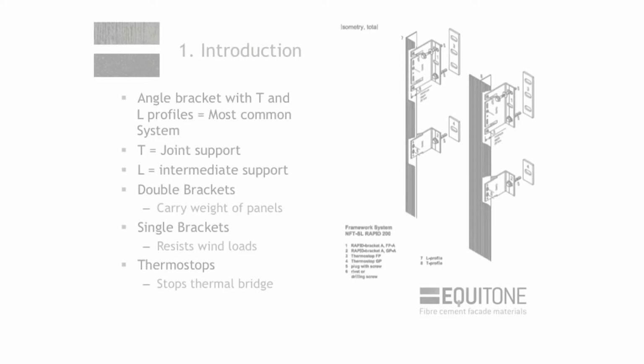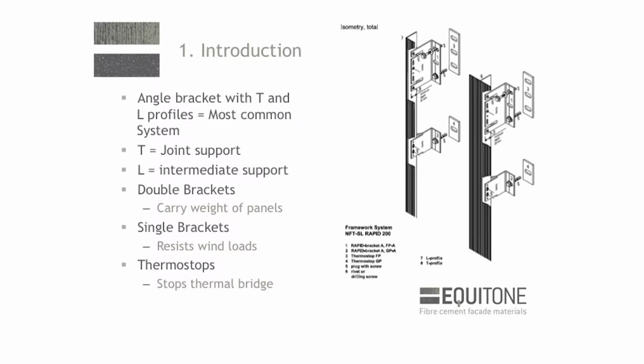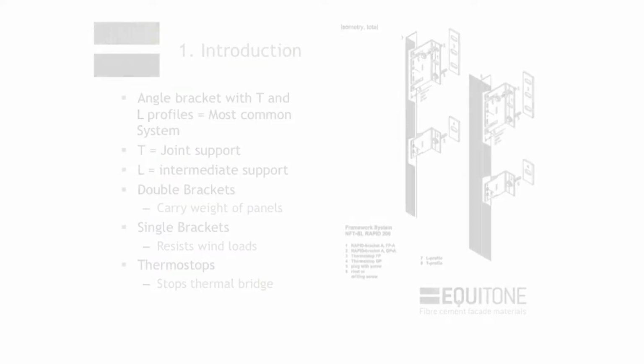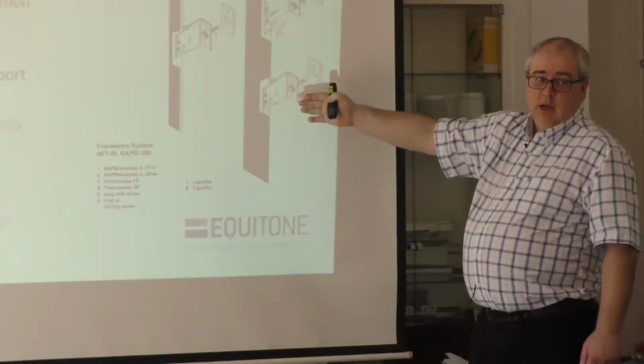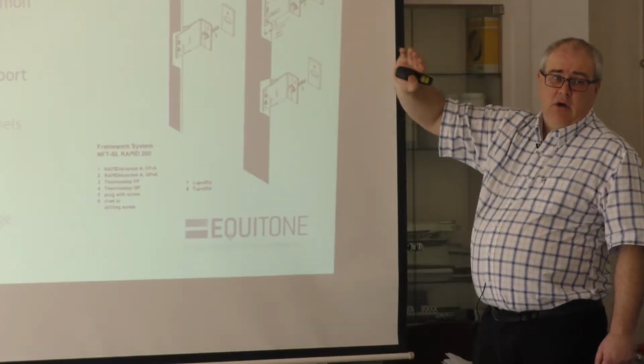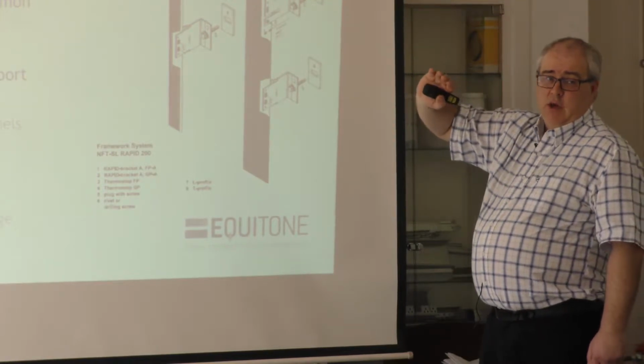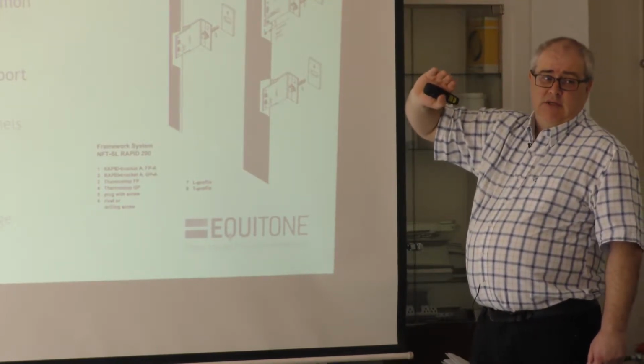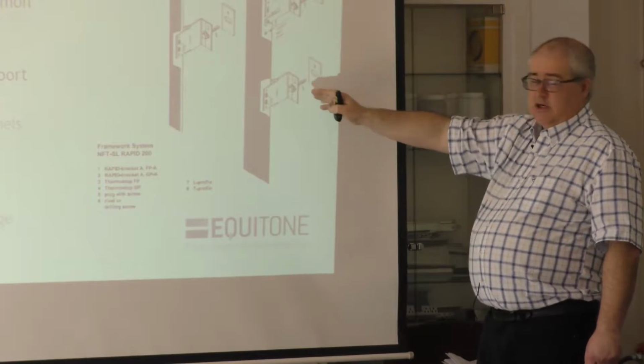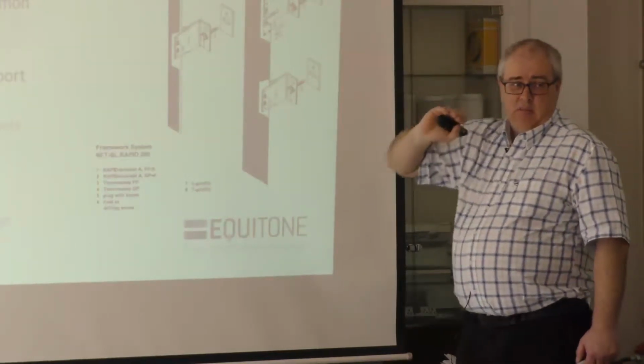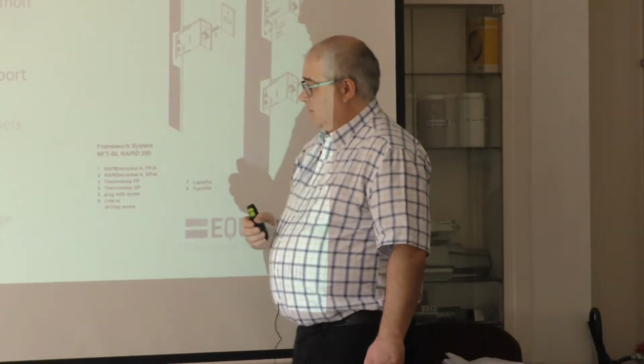So this is probably one of the more common systems, which is an angle bracket and T and L rail system, where the T rail is your support at the joints and your L rail is your intermediate support. Do you operate on the system here of large and small brackets? Yes. What do you use the large ones for? Fixing point. Fixing point? Everybody understand what that is? And the smaller ones are used for? Gliding point. Gliding point. Very good. Top of the class.